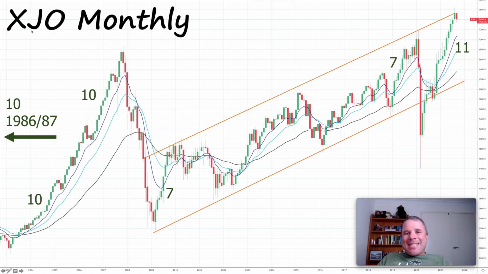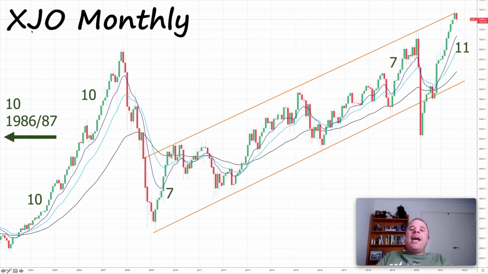But you can definitely see that upward sloping channel the XJO has been in since 2008. And the only time it has fallen through on the downside below that channel was during the COVID-19 financial panic. We saw the market rise twice, 7 months in a row back in 2009 and then again in 2019.